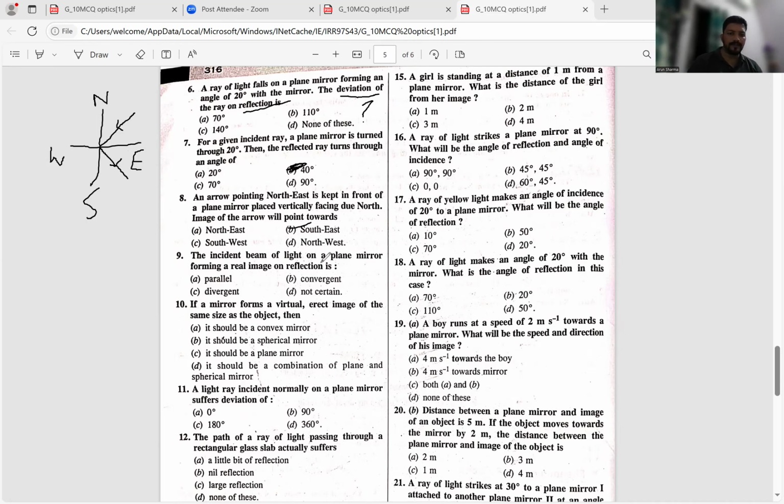So these are the same kind of question. The incident beam of light on a plane mirror forming a real image of a reflection: is it convergent, parallel, divergent, or not certain? It means it is convergent. So move on to the next question.